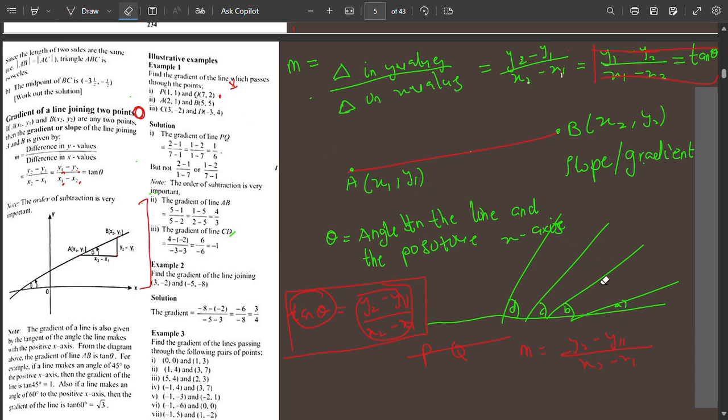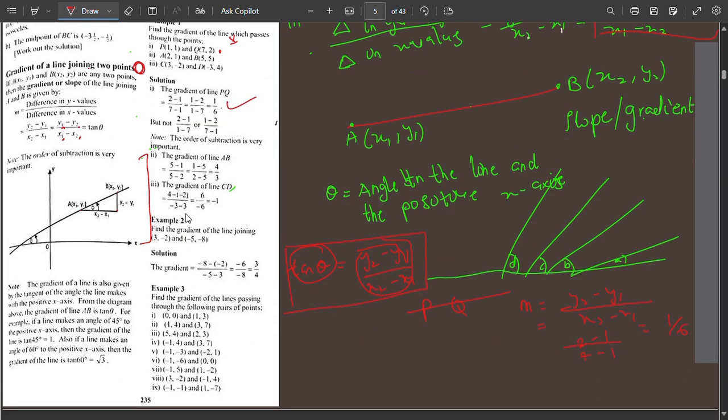Let me clean the other bar. Perfect. So let's substitute. For y2, I choose to use Q as my 2 and then P as my 1. So my y2 becomes 2, then my y1 becomes 1, divided by x2 which is 7, minus x1 which is 1. So I have 1 over 6. So that is my gradient, and that is the same thing they had here. So we are right. Our gradient is 1 over 6.